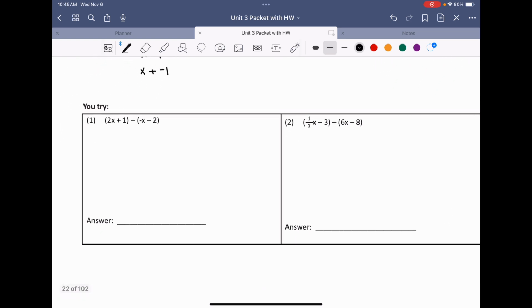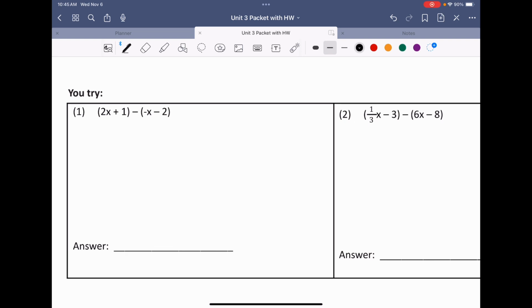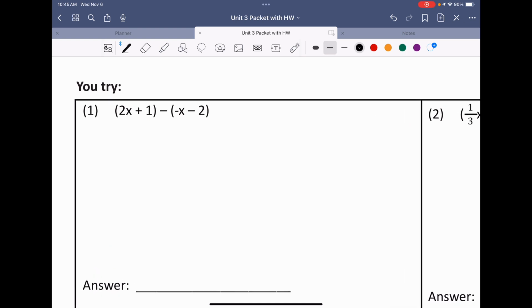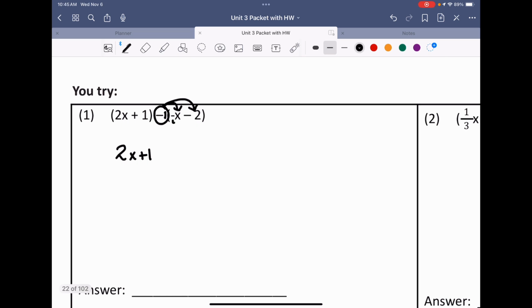I'm going to have you try the ones down below. So go ahead and try those, pause your video, try them out. When you're all set, check your work. So -1, distribute it. 2x plus 1. -1 times -1x here would be +1x, or just positive x. And -1 times -2, +2. Show and identify your like terms.